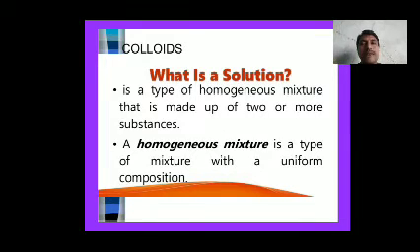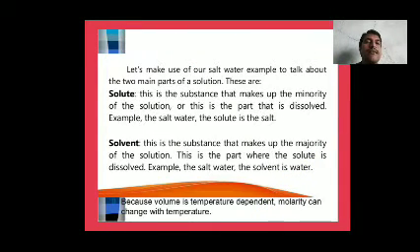Like salt plus sugar, two or more components mixing with each other to form a uniform composition is called a solution. Solution is a type of homogeneous mixture that is made up of two or more substances. A homogeneous mixture is a type of mixture with a uniform composition.